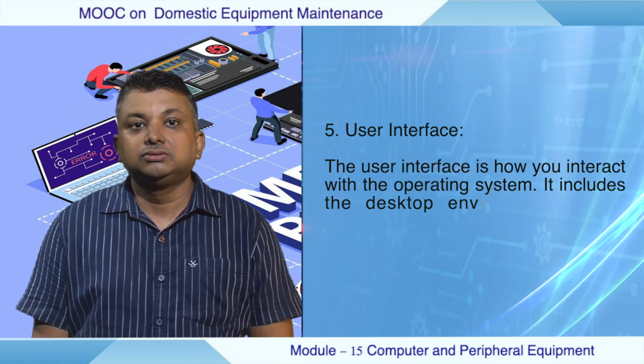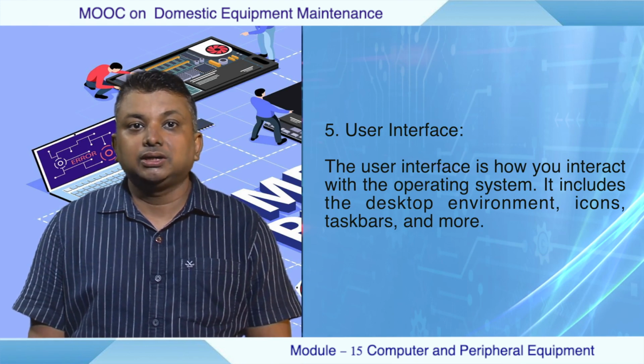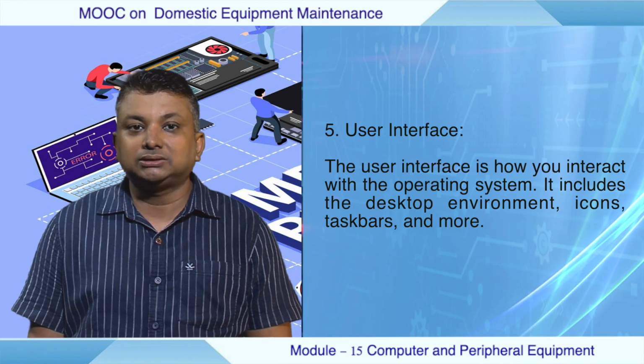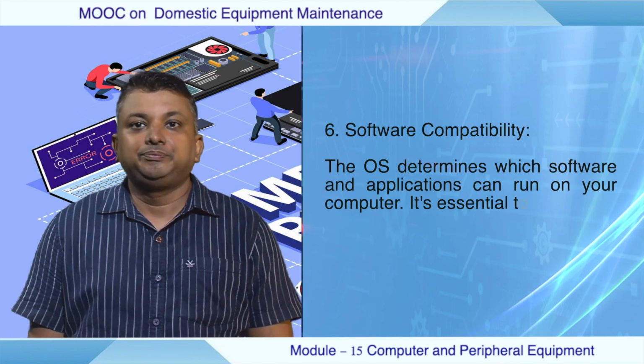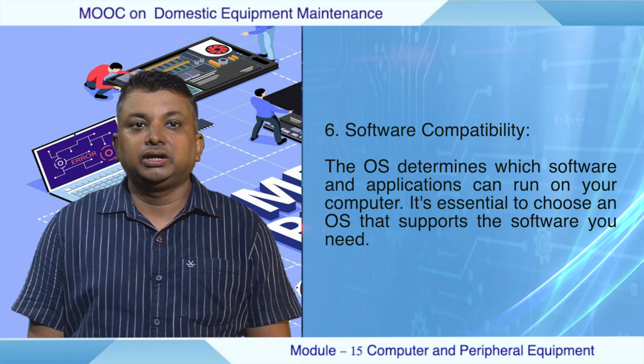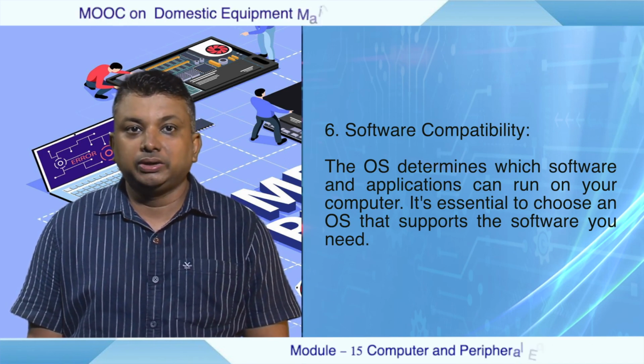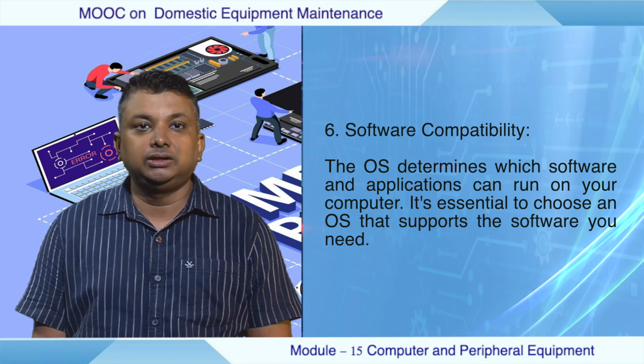User interface. The user interface is how you interact with the operating system. It includes the desktop environment, icons, taskbars, and more. Software compatibility. The OS determines which software and applications can run on your computer. It's essential to choose an OS that supports the software you need.